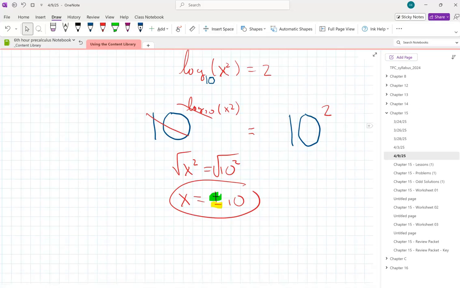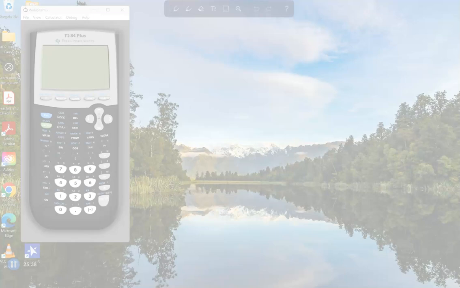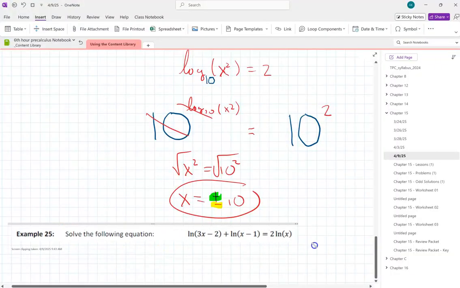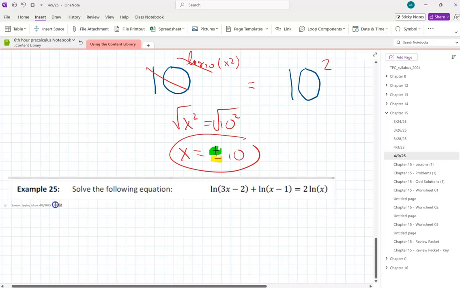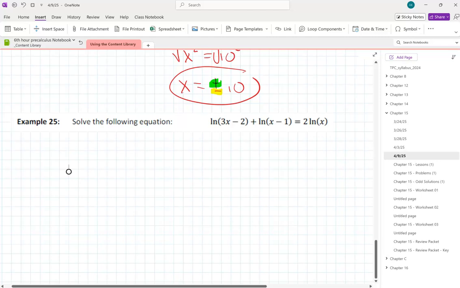Uh-oh. Mr. Kulik, are you hinting at what the next example is going to look like? You better believe I am. Let's see an example where I have x's in more than one logarithm. Again, this presents us with a fundamentally different problem than the previous one. Just like when I had x's in more than one exponent, it was a fundamentally different problem.